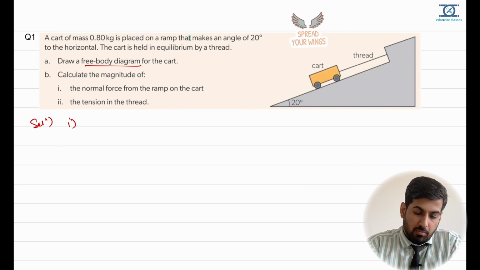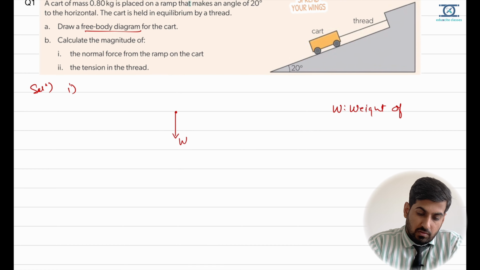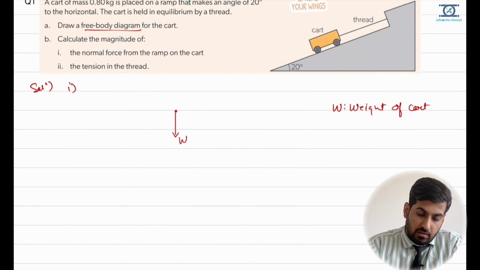If I want to draw the free body diagram of the cart, I will assume the cart as a point mass. The weight is acting in the downward direction, so I will write W. You can mention W is the weight of the cart. Then the normal reaction force will be perpendicular to the surface, so that can be written as N. N is nothing but the normal reaction force acting because it is in contact with the surface.